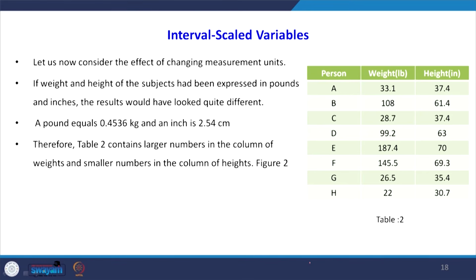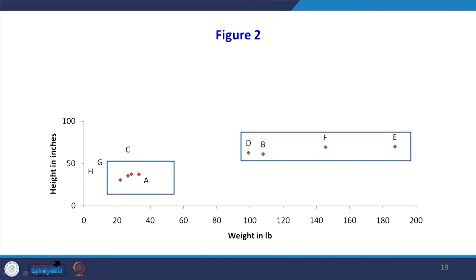If weight and height of the subjects had been expressed in pounds and inches, the result would have looked quite different. A pound equals 0.453 kg and an inch is 2.5 centimeter. Therefore, table 2 contains larger numbers in the column of weights because we converted into pounds, and smaller numbers in the column of heights. The heights become very small. Let us see the new clustering. Now the clustering pattern is completely changed.